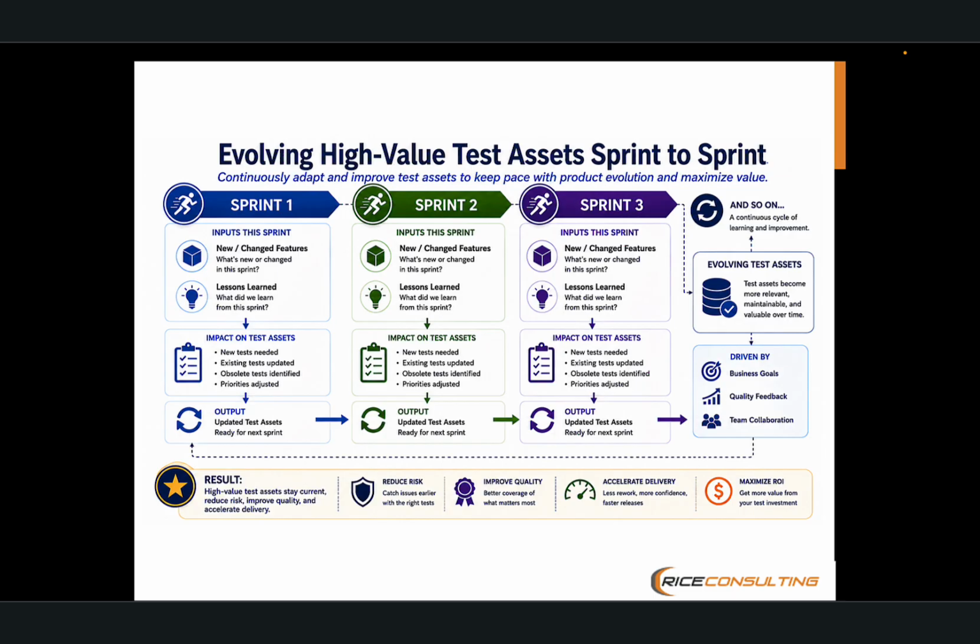Well, when you think about how this all looks in the context of, let's say, an agile Scrum context, and we're going sprint to sprint, basically what happens is in each sprint you're going to have new or changed features, and so you have to ask what's new or changed in this sprint, and even the lessons learned. What did we learn from this sprint? And that has an impact on your test assets. You may need new tests, you may need to update tests, you may need to archive obsolete tests or adjust your priorities. Your output from all of that then prepares you for the next sprint.